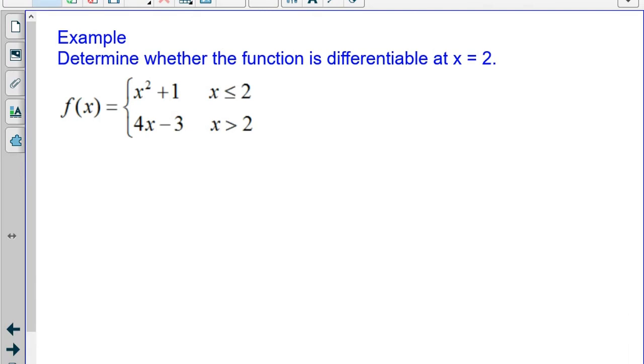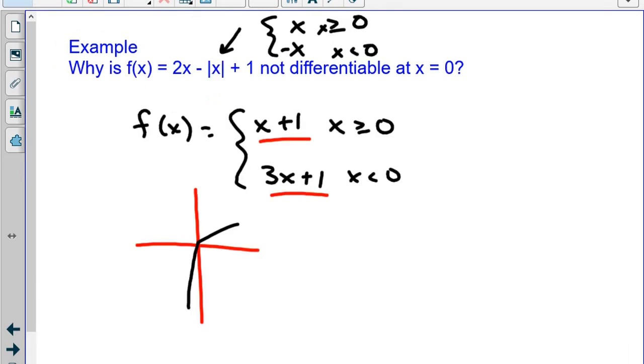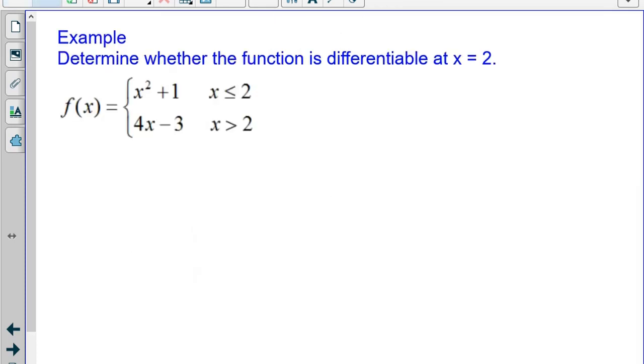Second one, determine whether the function is differentiable. Oh, by the way, this is called a corner. That is a corner. So let's go into the second one. Is this graph differentiable at x equals 2? The answer is yes, and I'll show you why. First, we have to check continuity, and f of x at 2 is equal to 5, since it works in both parts of the piecewise function. It's both 5. So that is good. Now we will check the limits.